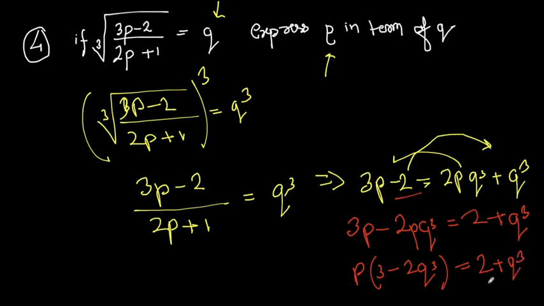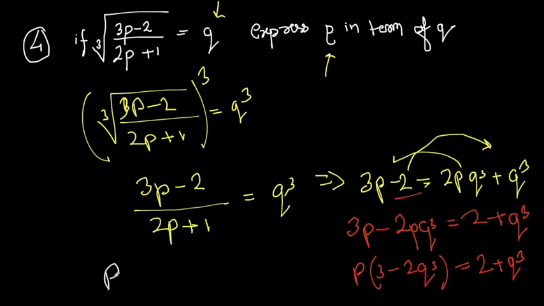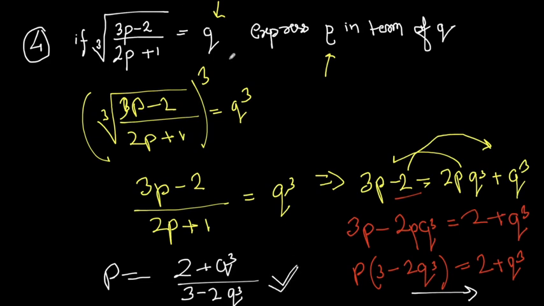Now we will do the cross multiplication, and your final answer would be p is equal to, because this term will go in the denominator, 2 plus q cube over 3 minus 2q cube. So this is the final answer. Earlier in the question q was your subject. Now we have changed our subject from q to p. So this is all about the manipulation.